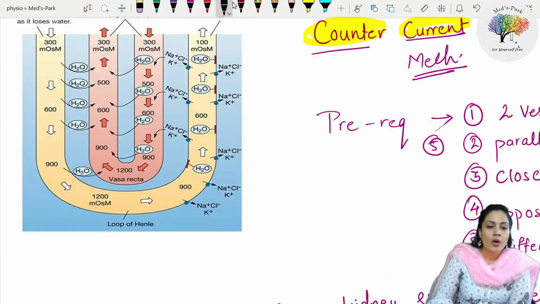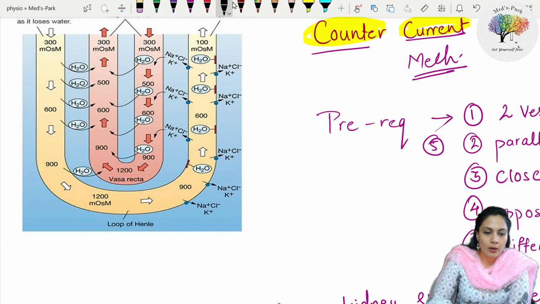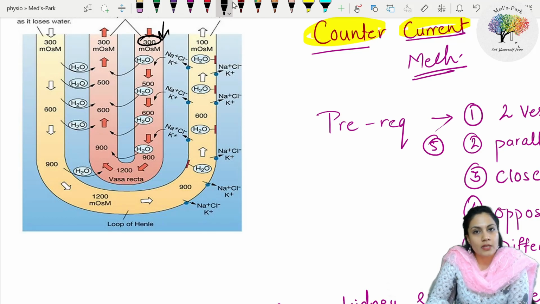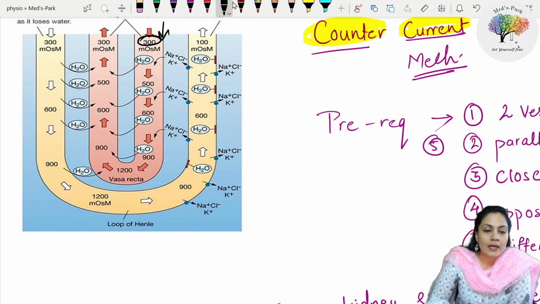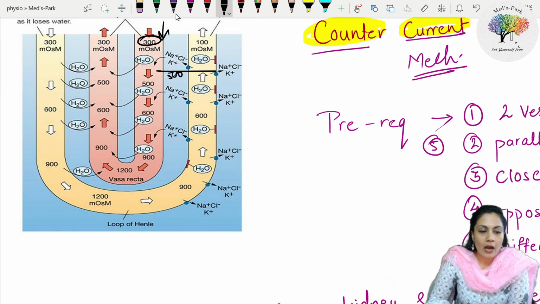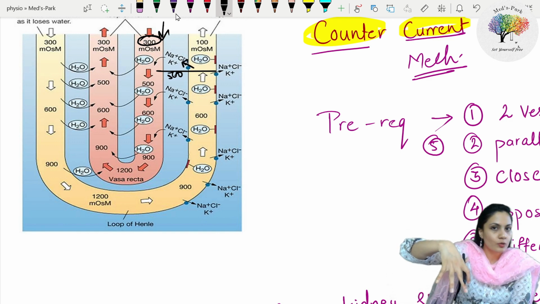Now see over here, what is happening? First of all, we talked about this vasa recta that it is going to come down from this side. Now see over here, this is also isotonic fluid which is coming into the vasa recta. But outside it has much more osmolarity as it goes down. Now look at this side, what is happening? Let's say the osmotic gradient here is 500. Now, this ascending limb of loop of Henle is throwing out the salts.